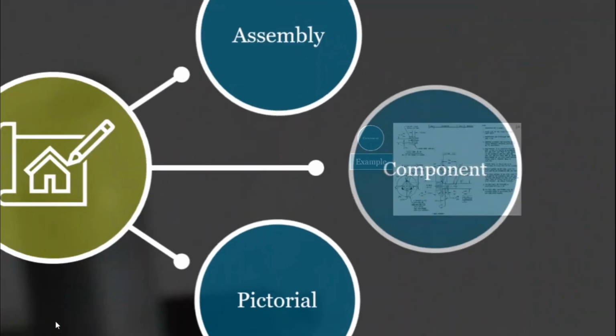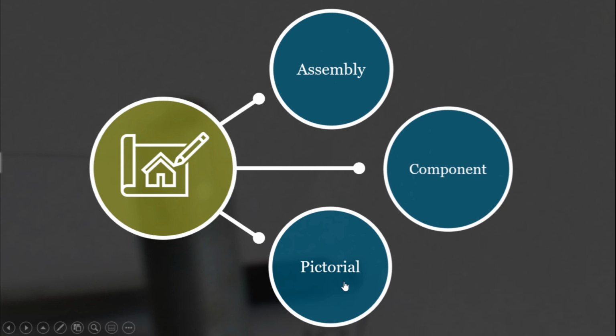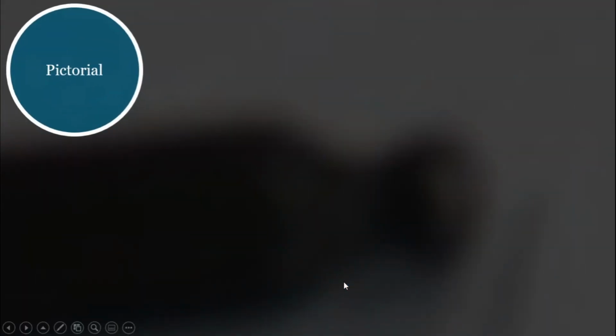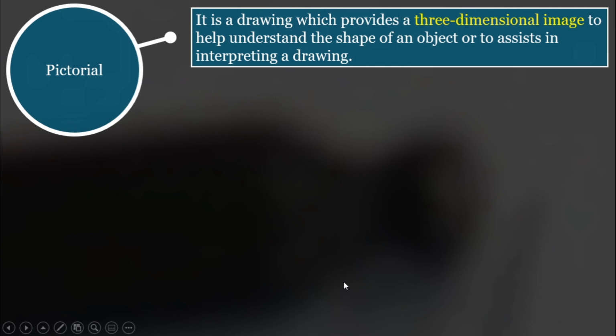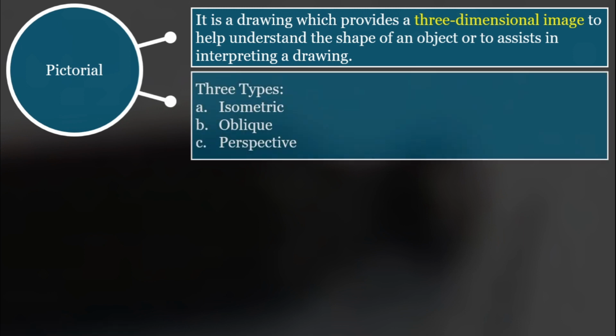Lastly, we have pictorial drawings. These drawings provide a three-dimensional image which helps understand the shape of an object or assists in interpreting a drawing. There are three types of pictorial drawings. We have isometric, oblique, and perspective drawings.